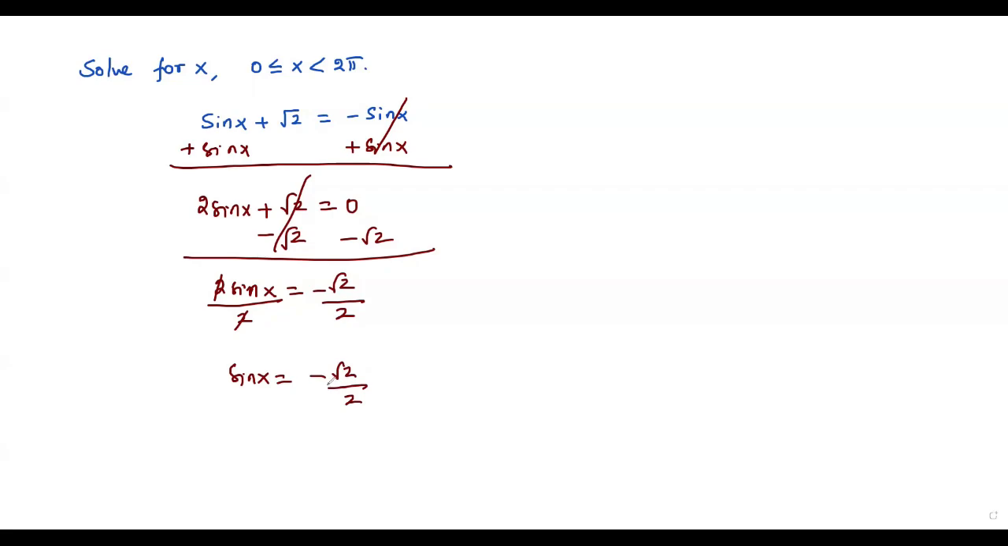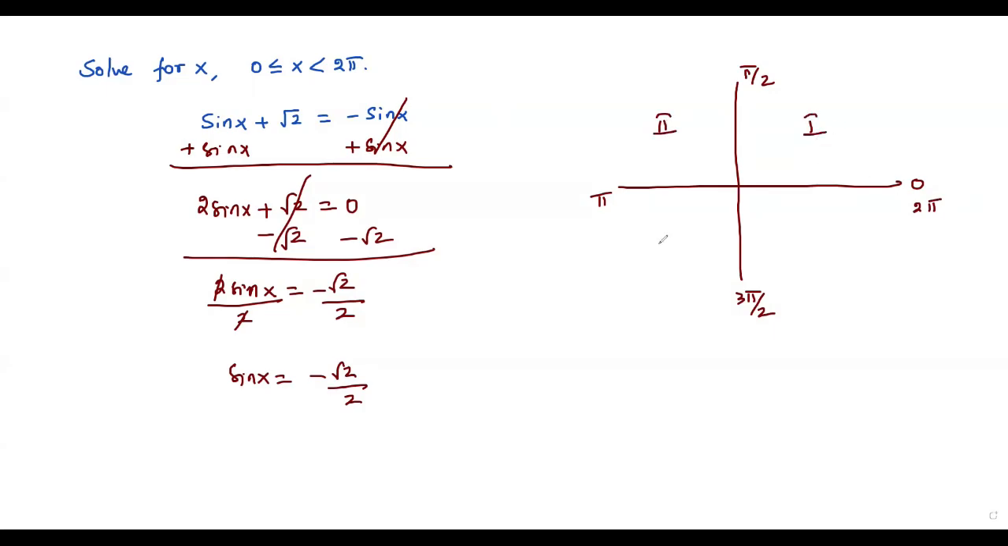Okay, now I have solved for sin x, but our aim is to solve for x. That is, find the angle measure x, for which the value of sine function is negative square root of 2 over 2. So for that, let's consider the 4 quadrants because the given interval covers the 4 quadrants. So here we have 0, here we have pi over 2 radians, here we have pi radians, here we have 3 pi over 2 radians, and here we have 2 pi radians. So this is quadrant 1, this is quadrant 2, and this is quadrant 3, and this is quadrant 4.